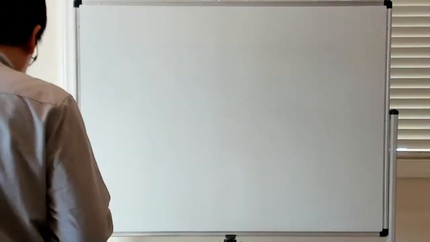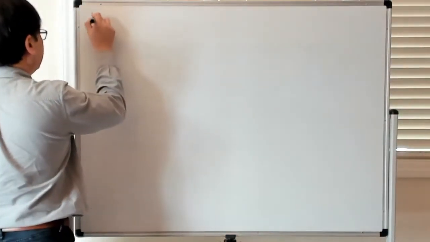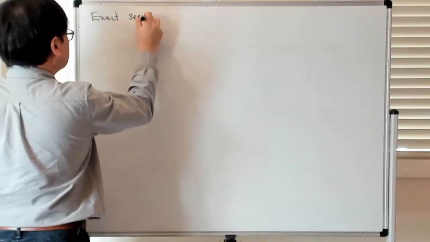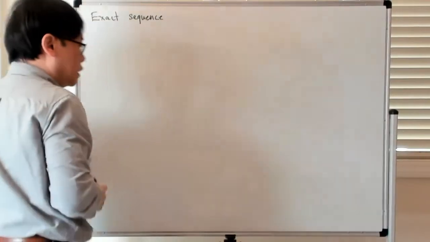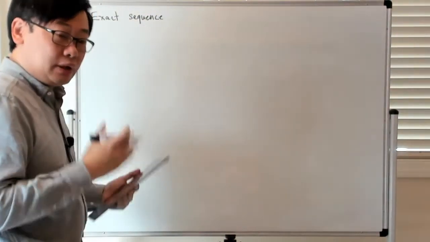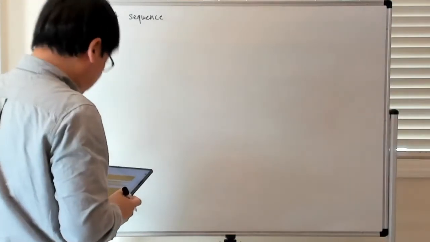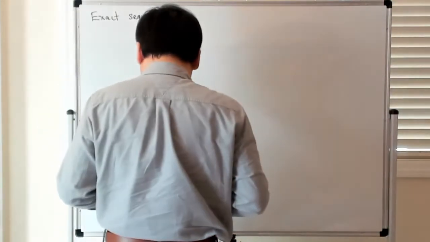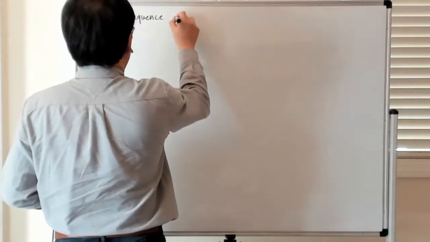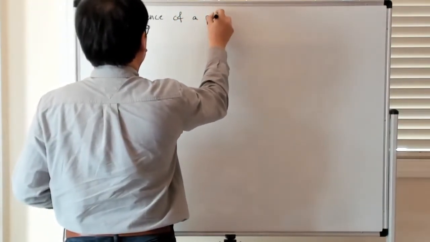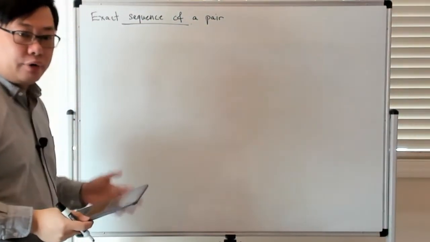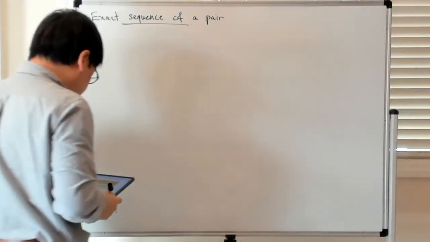All right, so now we're going to talk about the exact sequence of a pair, which is going to be useful. It's basically a useful means of, amongst other things, computing relative homology. And then more generally, it illustrates the power of long exact sequences.